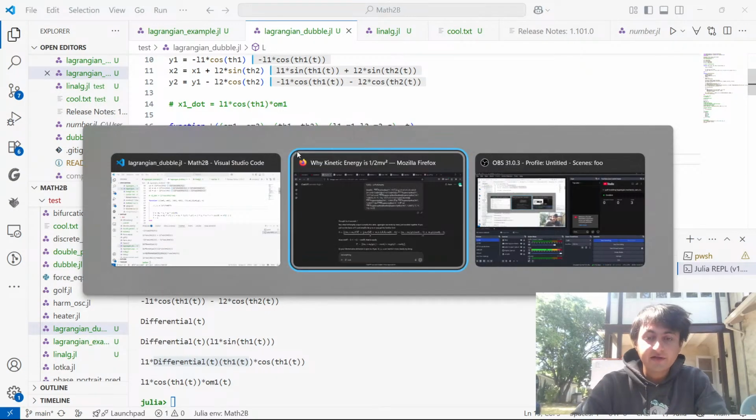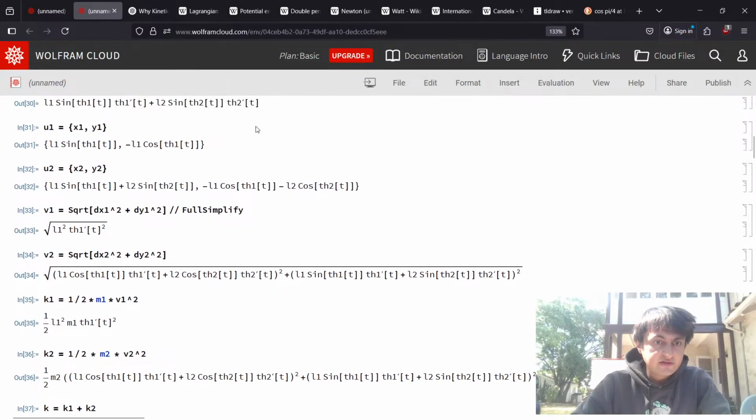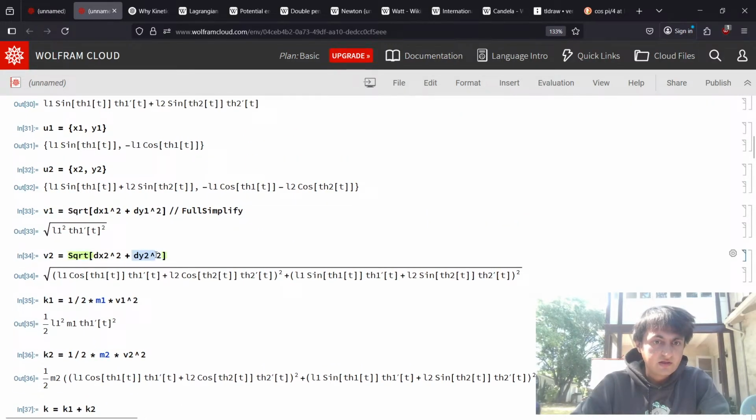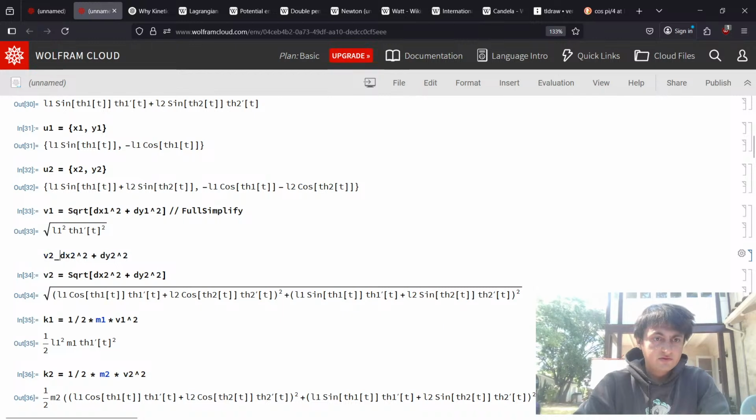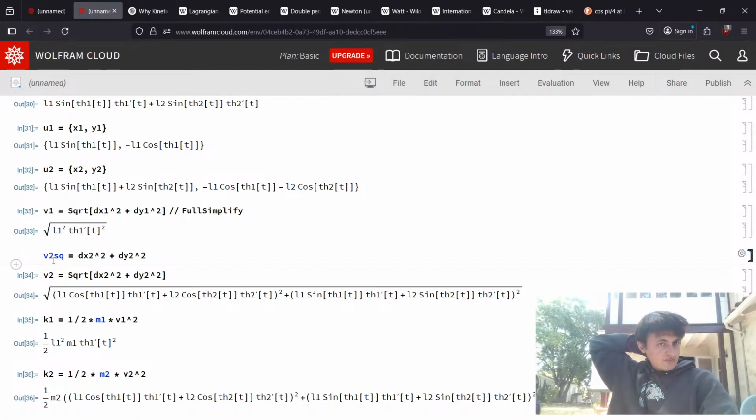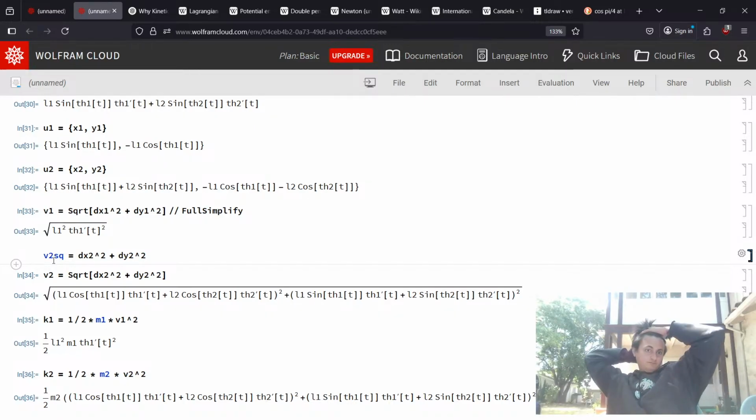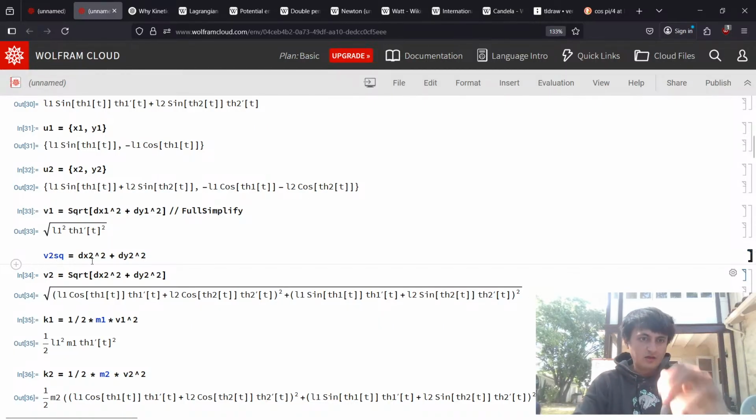Well, let's just figure out, what does the full simplify of V2 look like? So if we have a V2 here, or V2 squared, if I did this V2 square, I hate that their servers must be down or something. Come on.